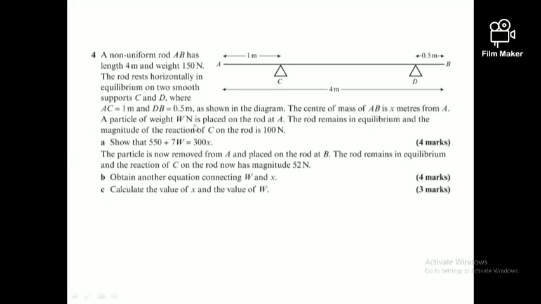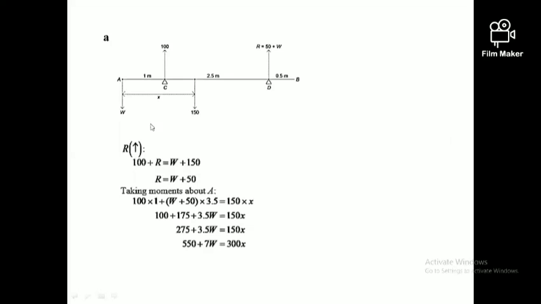This is W since it's weight. The rod remains in equilibrium and the magnitude of the reaction at C on the rod is 100 Newton. So here the reaction is 100 Newton. So you can mark the reaction over here as R if you want, right? Show that 550 equals 7W equals 300x. Let's see how to obtain these answers, right?